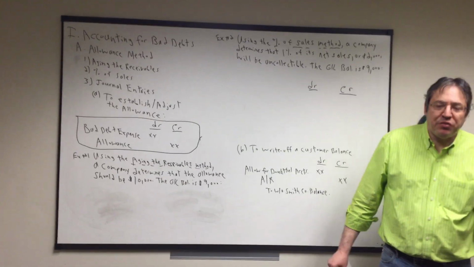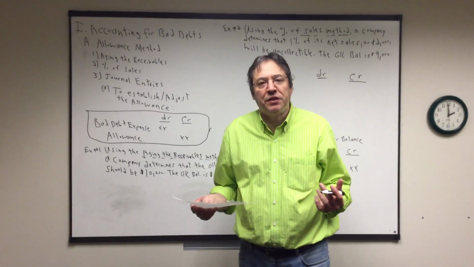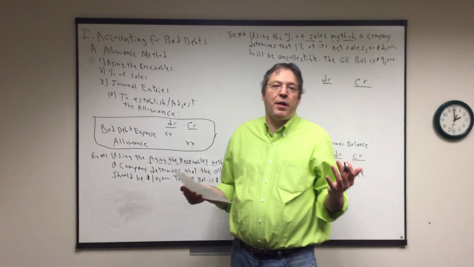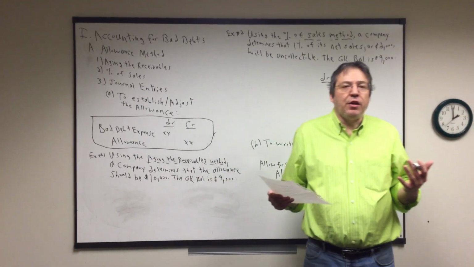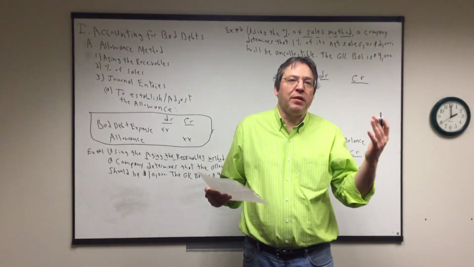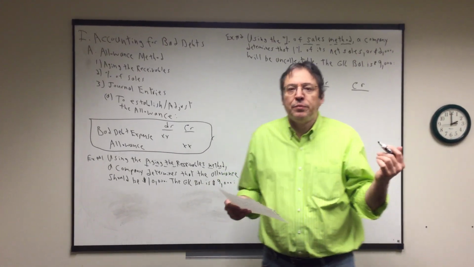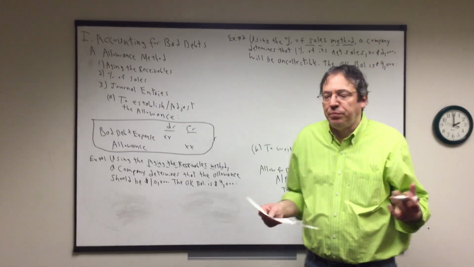Alright, today is the last video on Chapter 7, which deals with accounts receivable and accounting for bad debts. In the previous video, I mentioned that there's two ways to account for bad debts, the allowance method and the direct write-off method. And in the last video, we discussed the allowance method and how to determine what the allowance should be, or what the adjustment to allowance should be. Today, we're going to look at the related journal entries.